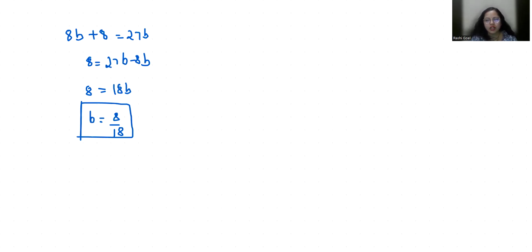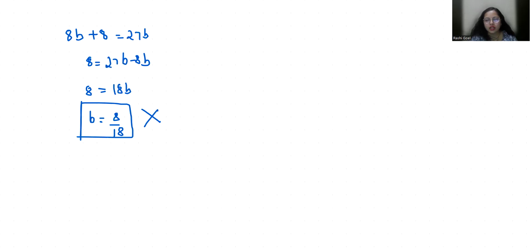8b plus 8 is equal to 27b. So 8 is equal to 27b minus 8b. So 8 is equal to 19b. So b is equal to 8 by 19. So this can't be possible, so we will reject this.